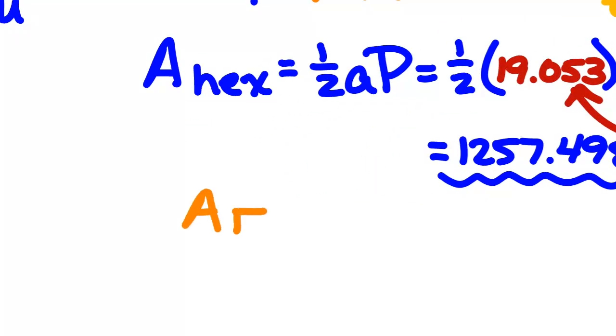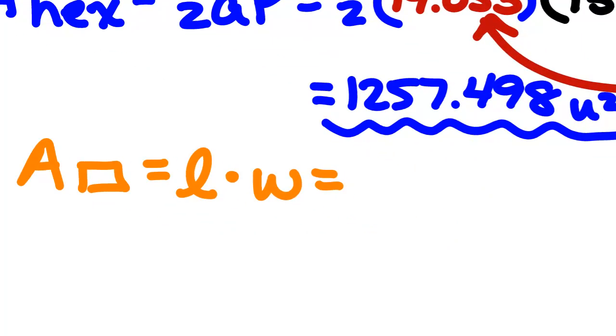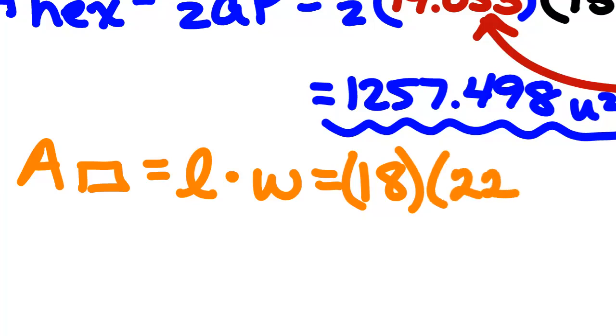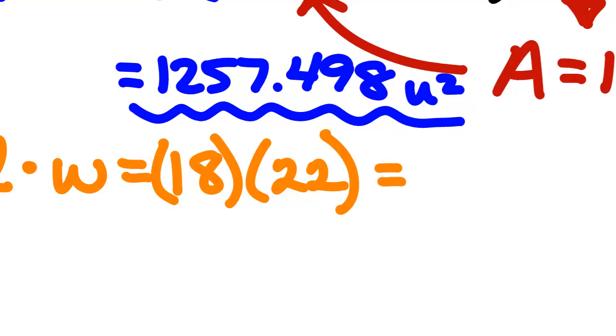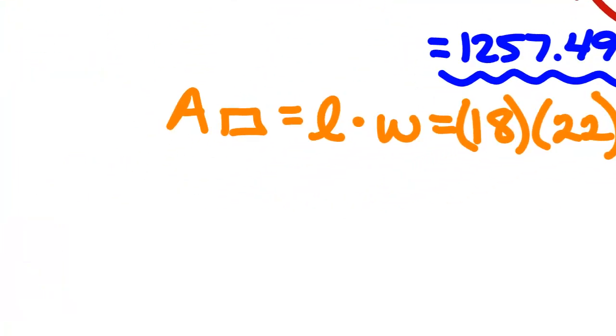We need to have the area of the rectangle as the whole that we're going to take out. Rectangle is length times width. What are the length and the width of this rectangle? 18 and 22. So we're going to times 18 and 22 together. What is 18 times 22? 396.